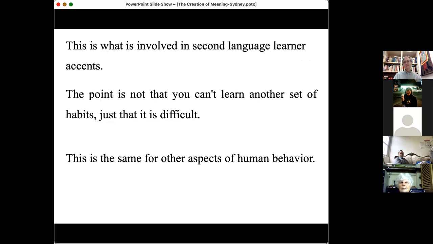And this is what's involved in second language learner accents, because it's habits of muscle use as well, how you pronounce things. The point is not that you can't learn another set of habits, it's just that it's difficult. And so there's no real critical period for learning language or anything else really. This is the same for all other aspects of human behavior: the longer you've had one particular set of habits, the harder it is to change. So in Taiji Quan, they even say that to learn the form is easy, to change your form is difficult, because once you've developed habits, they're hard to change. And this is true of language, but it's also true of, like, there's a video online you can go to about a guy who learned to ride a bicycle that works backwards.